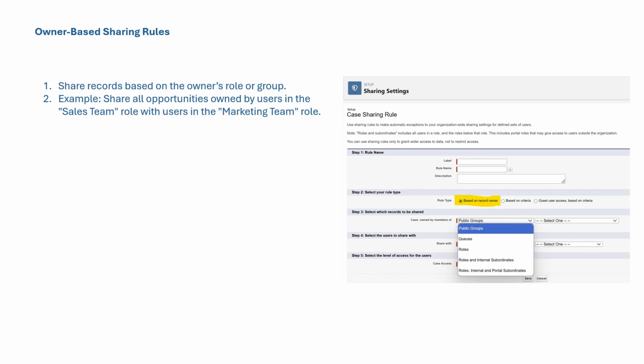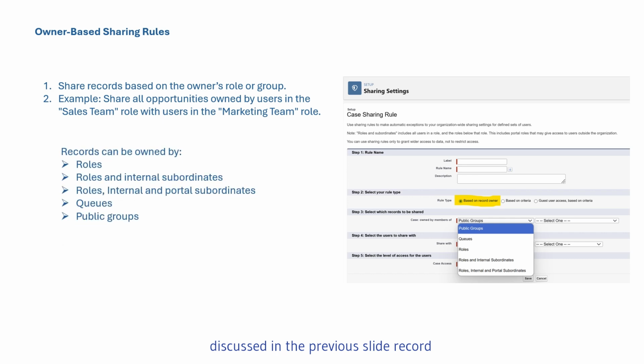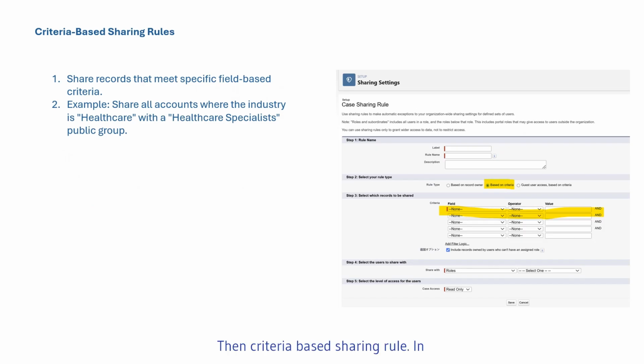You give the sharing rule a name and then select which records you want to share. For the records owned by members of any of these, you can select, suppose, a public group, and choose the relevant public group. Then you select whom you want to share with, and then the access level, as we discussed in the previous slide. Records can be owned by any of these.